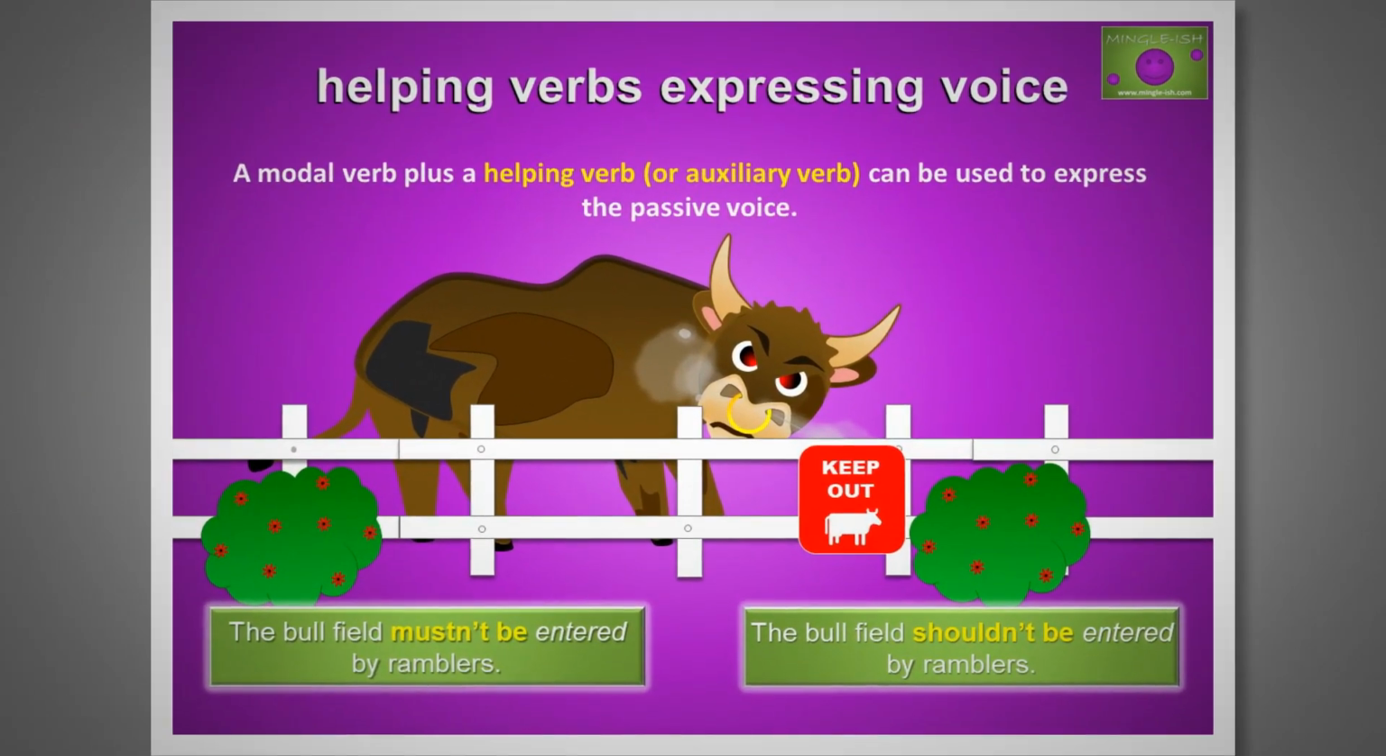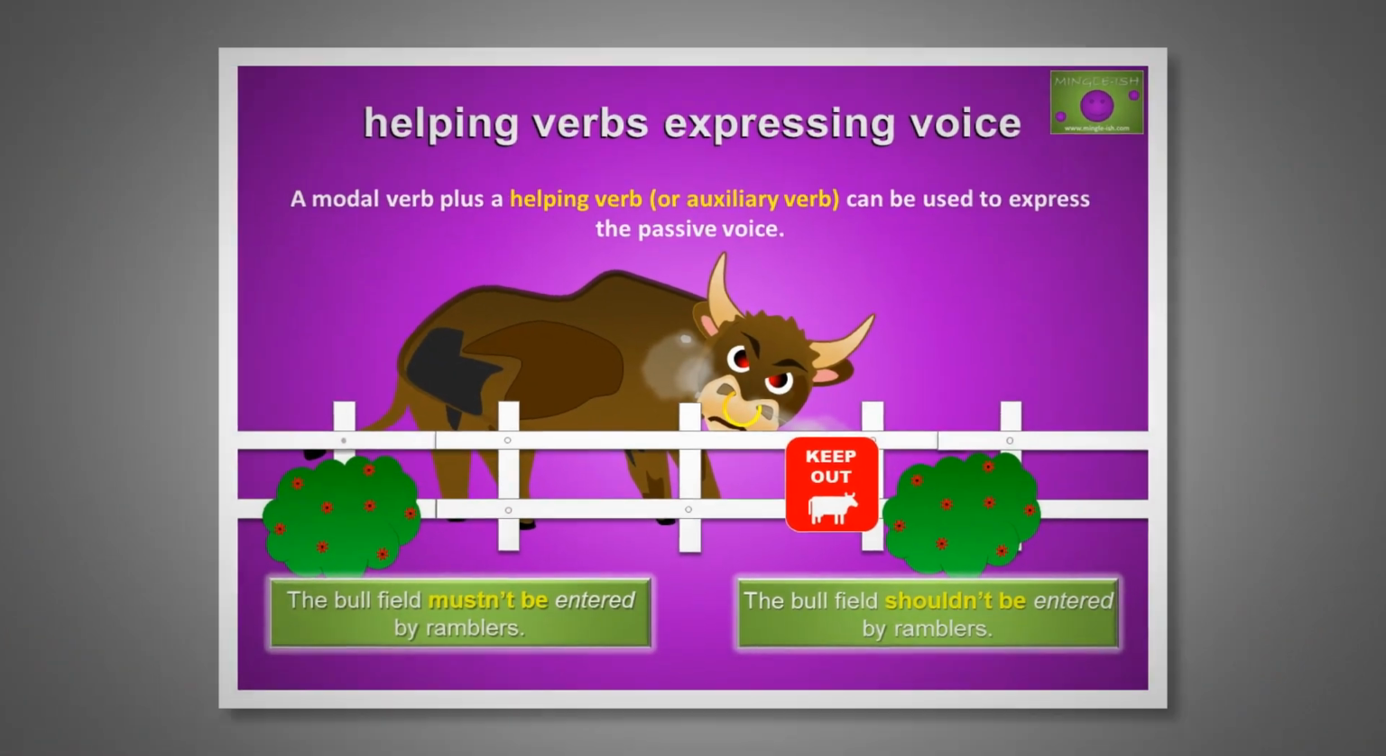A modal verb plus a helping verb can be used to express the passive voice. The bull field mustn't be entered by ramblers. The bull field shouldn't be entered by ramblers.